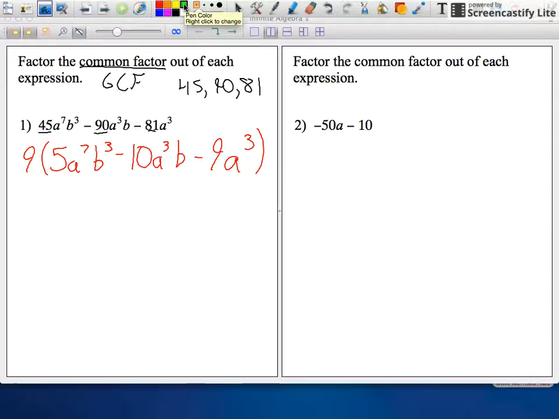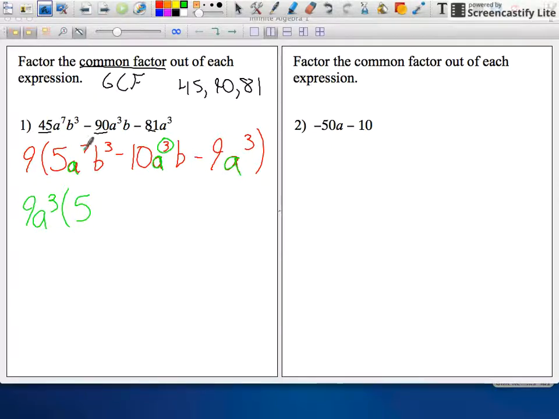I start with the a's because they just are written first. I see that I have an a in my first term, an a in my second term, and an a in my third term, which means I can pull out some of the a's. I figure out how many I can pull out by looking at the exponents. The lowest exponent is how many I can take out. 7, 3, 3. So 3 is my lowest exponent, which means I can pull out a cubed. I can divide it out. My number doesn't change, it's 5.